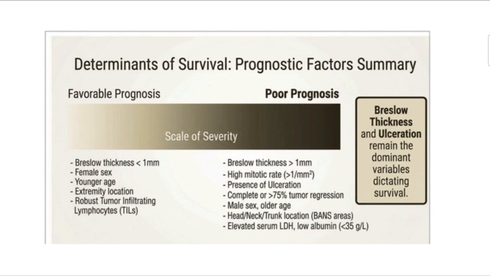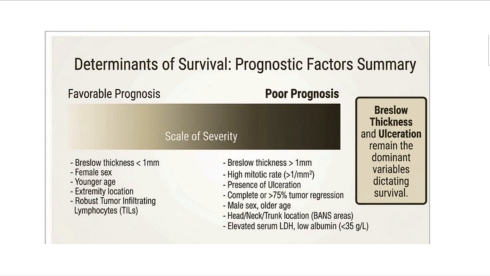Whereas poor prognosis, that is worse survival, is seen when Breslow thickness is greater than 1 millimeter. The tumor is deeper, with greater chance of metastasis and a poor prognosis. There is also a high mitotic rate. The cancer cells are rapidly dividing, which indicates a more aggressive tumor. Then there is ulceration. The skin covering the melanoma is broken or lost, which indicates a more aggressive cancer and worse outcome.